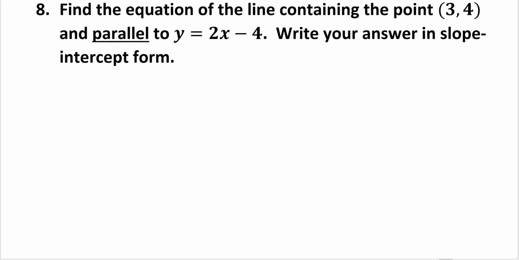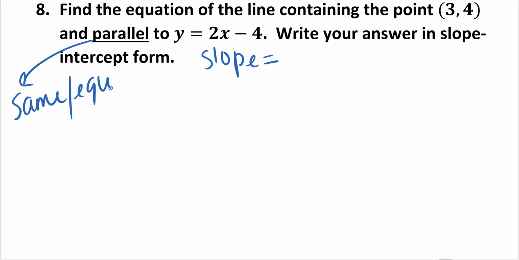Number 8, find the equation of the line containing the point (3, 2) and parallel to y equals 2x minus 4. We're going to write the answer in slope-intercept form. So we need to identify the slope that we're going to use in this equation. Since it's parallel to the given equation, we're going to use the same slope. Parallel lines have the same or equal slopes. So the slope we're going to use is going to be 2.